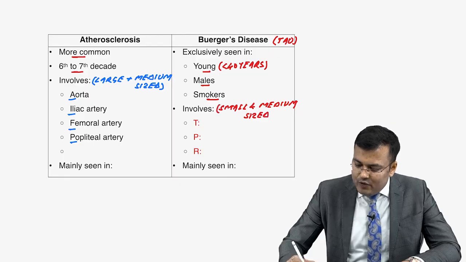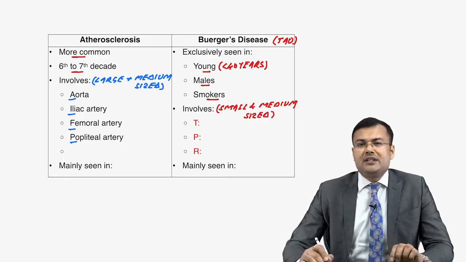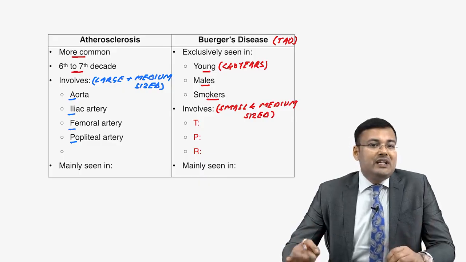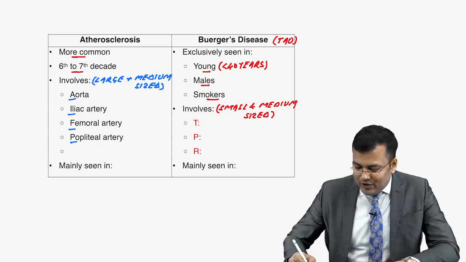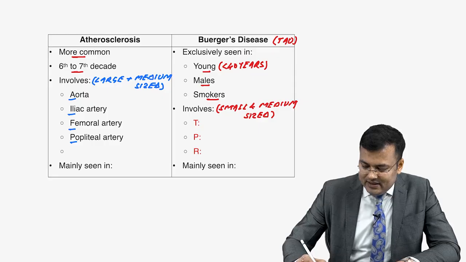Now guys, tell me which vessels are involved in Buerger's and how to remember. Mnemonic is TPR: T tibial, P plantar, R radial.